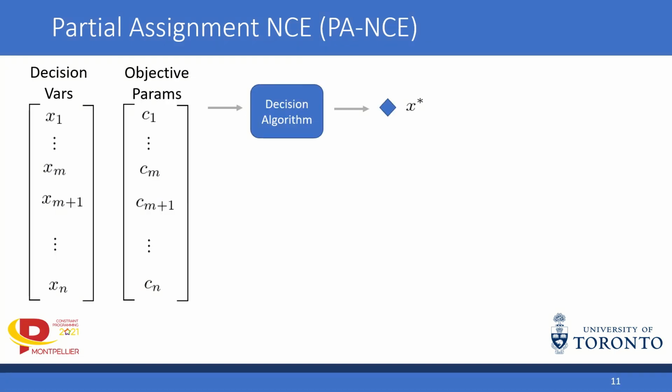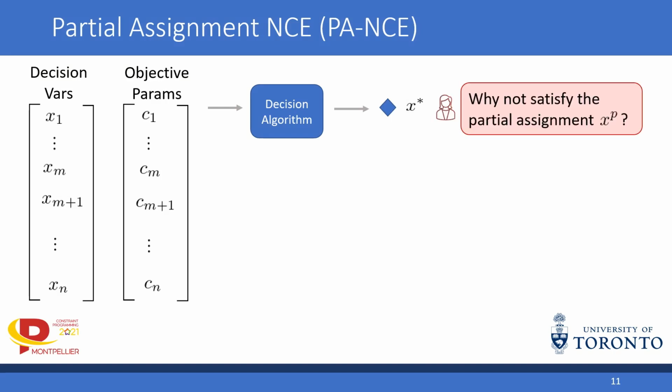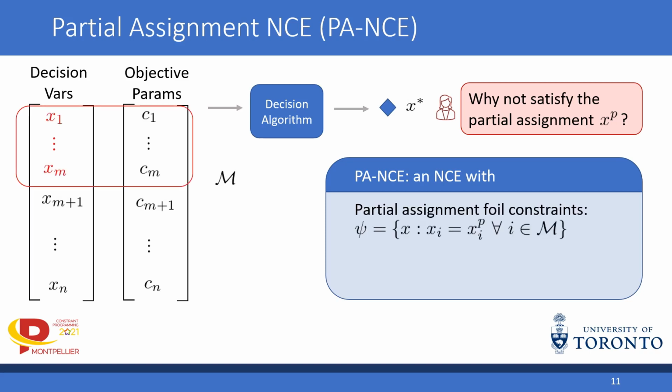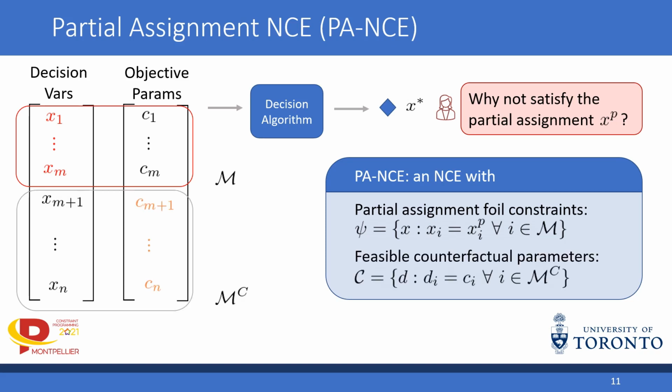And so for the general case of a partial assignment NCE, if we look at the decision variables and the objective parameters, our user asks the contrastive question, why not satisfy the partial assignment XP? So our first requirement is that in the PA-NCE, the user constraint set be a set of partial assignments defined over the set M, fixing these variables to their specific values. And our second requirement is that for the objective parameters that aren't associated with the variables in M, these need to remain at their initial values throughout the explanation.